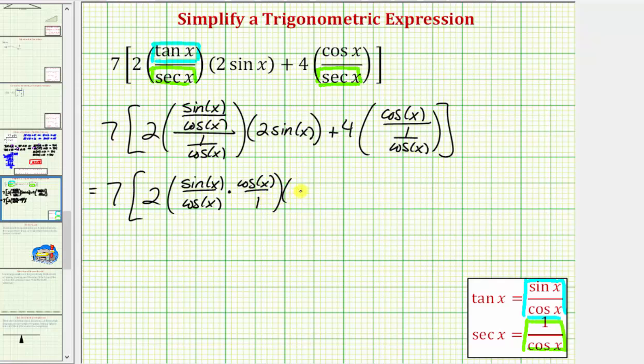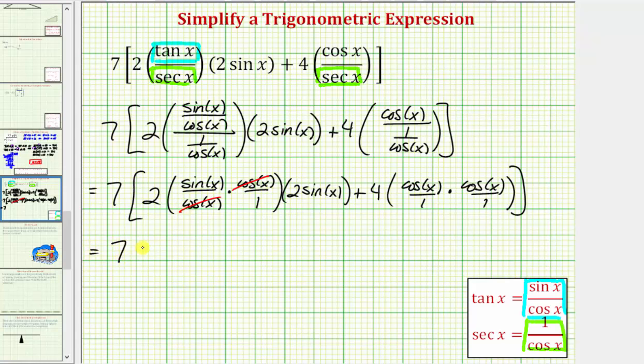And then we still have times 2 sine x plus 4 times, again, instead of cosine x divided by 1 over cosine x, we'll write this as cosine x times the reciprocal of 1 over cosine x, which would be cosine x, or if we want cosine x over 1. So these are both over 1. Notice in this form here, cosine x divided by cosine x simplifies to 1.